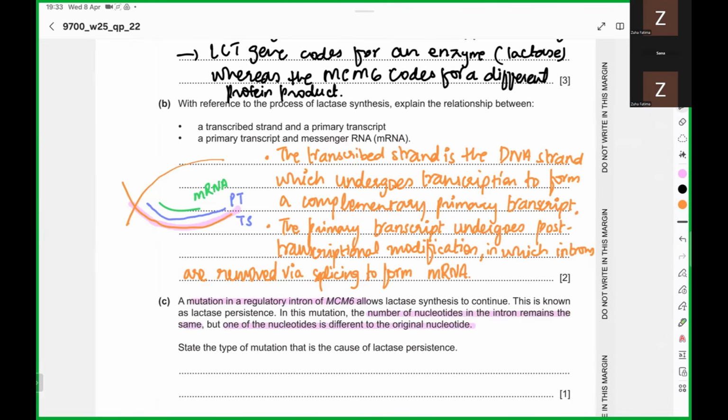So we have three types of mutations: base addition, base deletion, base substitution. If there had been a base addition or base deletion, the number of nucleotides wouldn't have been the same. It would have either increased in the case of base addition, or decreased in the case of base deletion. If the number of nucleotides is the same, but a nucleotide has replaced an original nucleotide, in that case, base substitution has taken place.